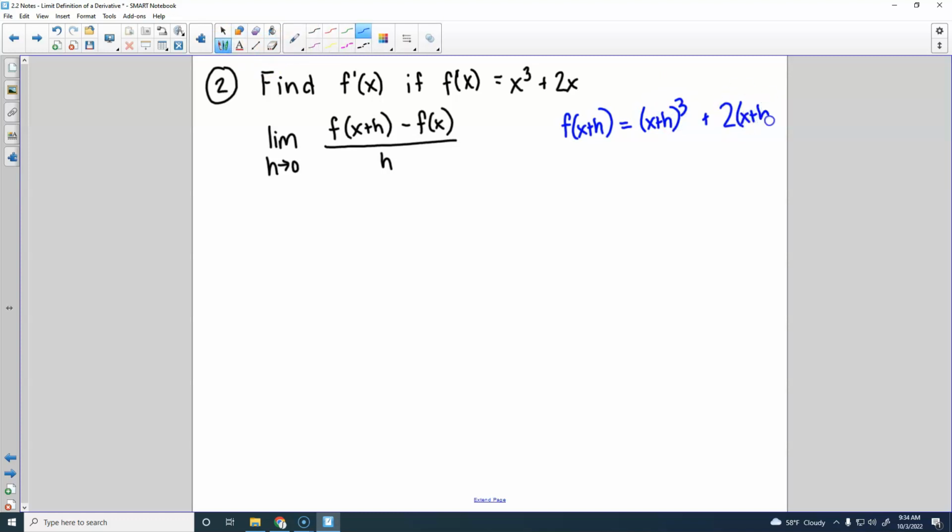You don't have to write this over to the side. I just want to be clear what's happening there. So we're taking out the x, we're putting in the x plus h. So this f of x plus h will look like this: x plus h cubed plus 2 times x plus h. That's this part.